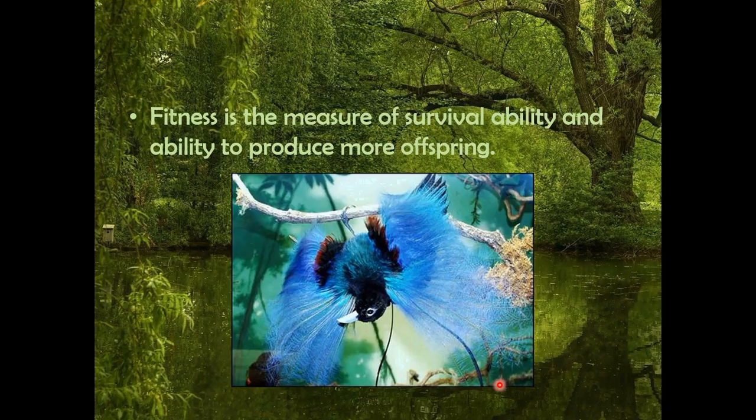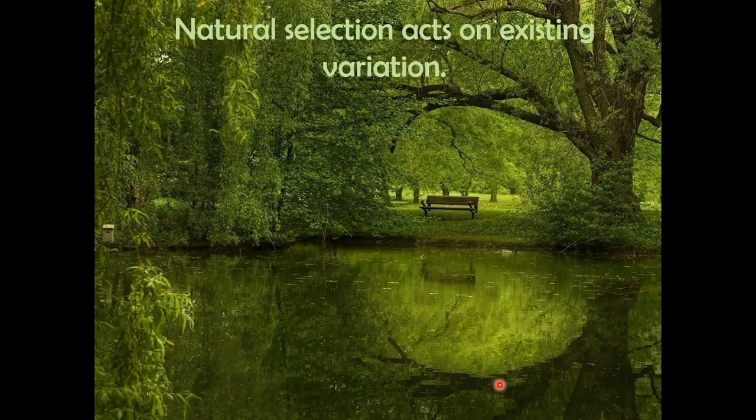So this is what determines fitness. Fitness is a measurement of survival ability or the ability to produce more offspring, and so adaptations lead to being able to do those things. Natural selection does act only on existing variation. Natural selection cannot produce traits, but it can only act on things that already exist.